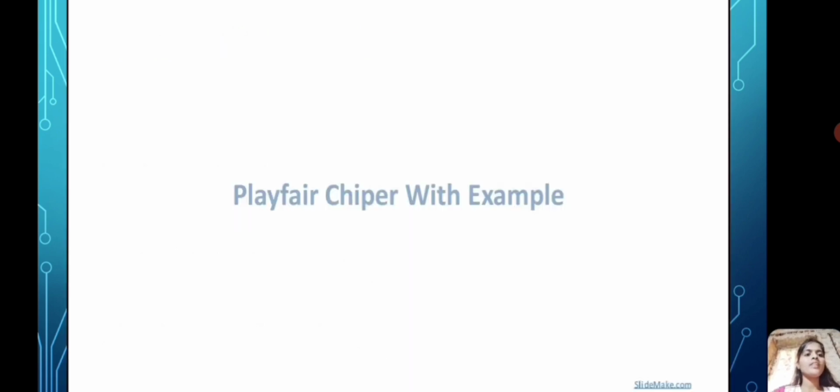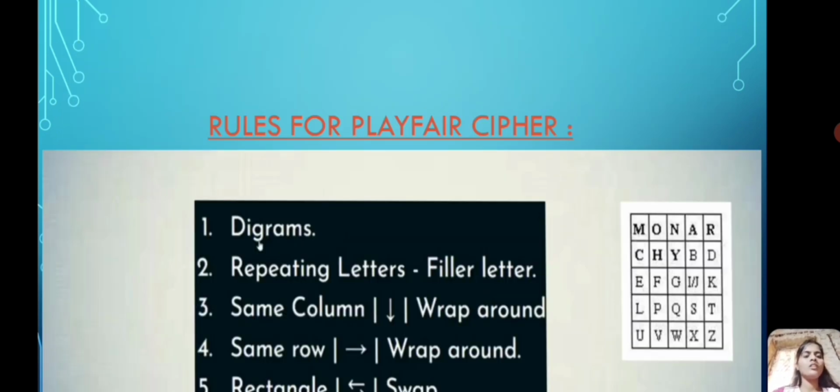Playfair cipher with an example. Now let us know about rules for Playfair cipher. Here are 5 rules which we need to follow while solving the Playfair cipher. First rule is that we need to draw a 5 by 5 matrix diagram. Second rule is whenever the letters are repeated, like LL, AA, we have to use filler letters. That is, filler letter is nothing but X.